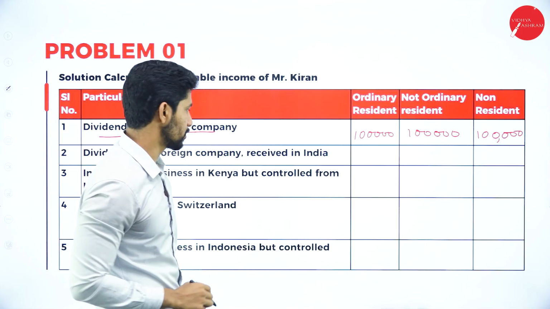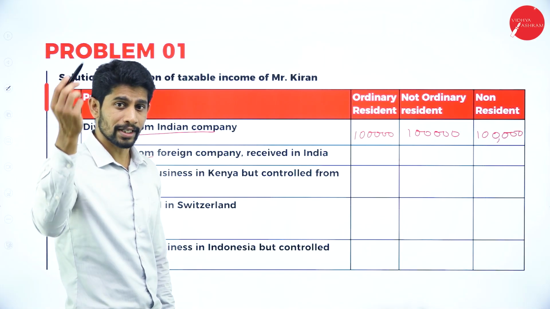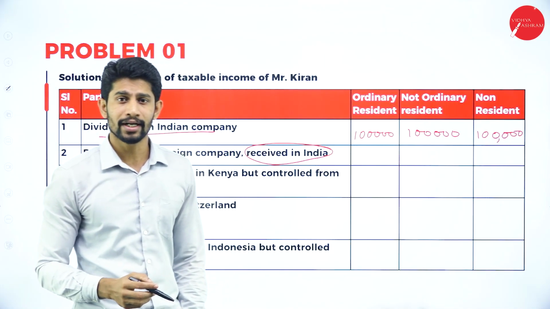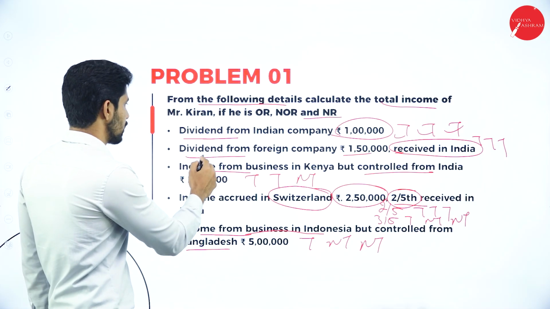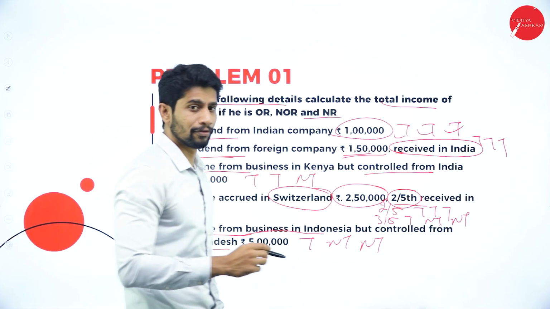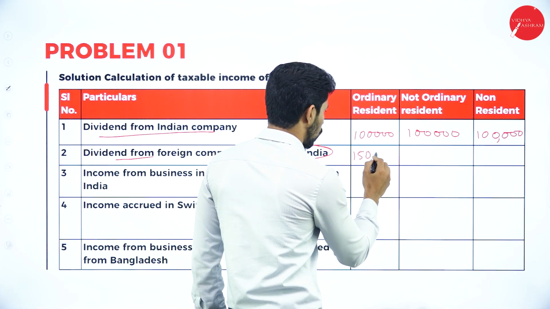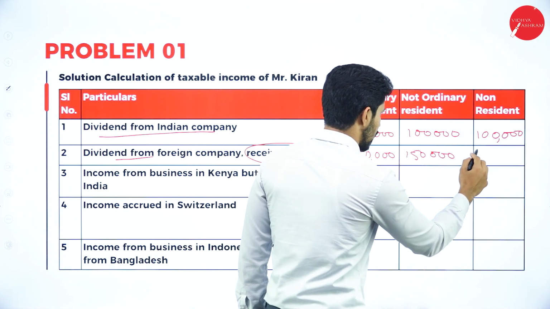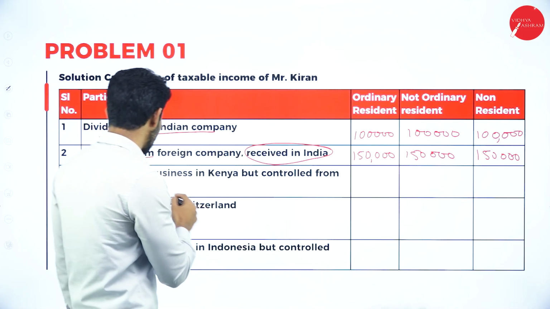First one finished. Second one, dividend from foreign company, but received in India. Any income received in India is taxable, taxable, taxable, right? The amount is rupees 1,50,000. So in all three columns, you write 1,50,000, 1,50,000, and 1,50,000.